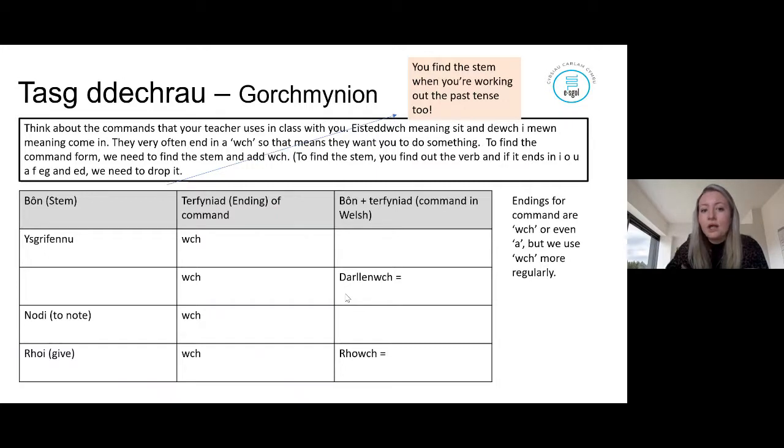Nodi, to note. What letters do you get rid of there? We'll look at the list of letters that you need to get rid of. You get rid of the I, so you're left with nod. Add uch to it, noduch. So what does that mean?